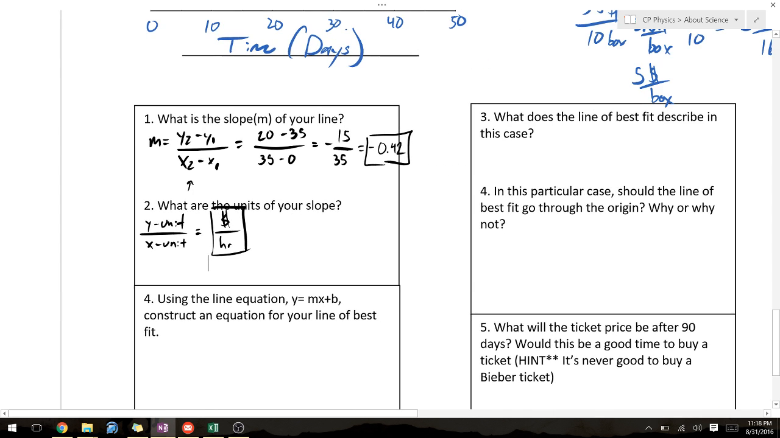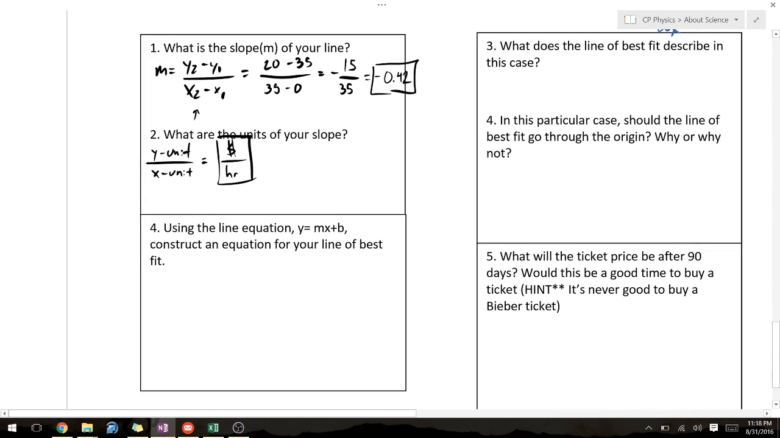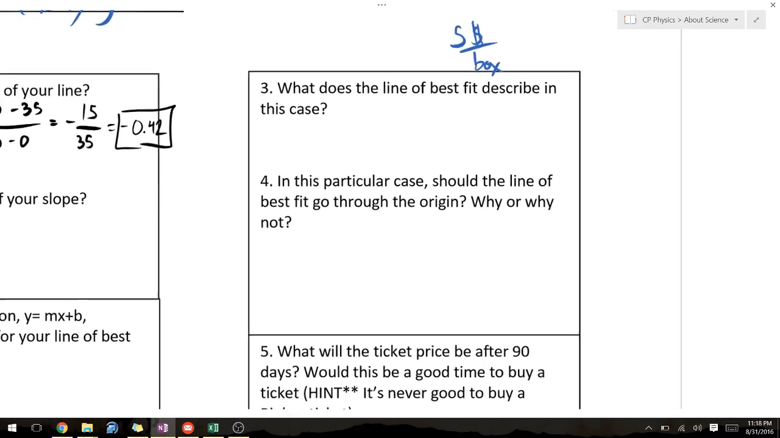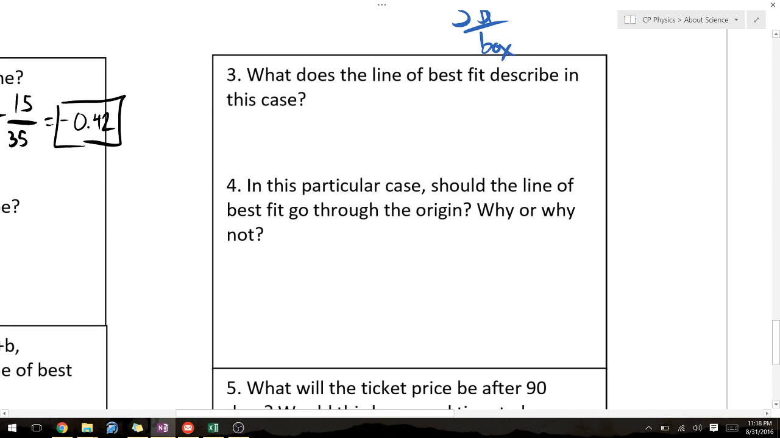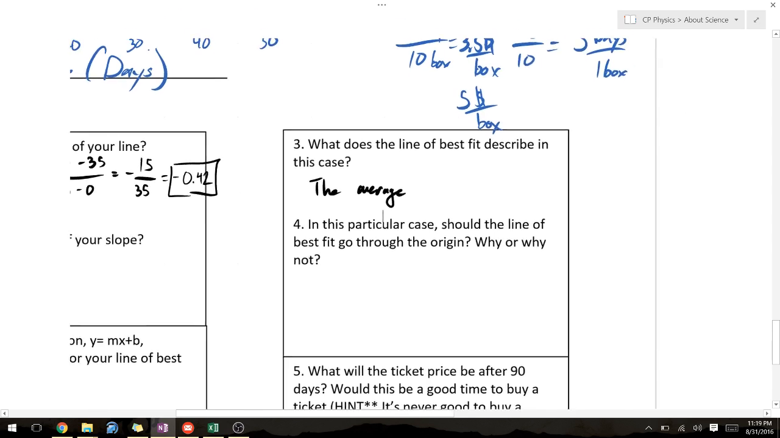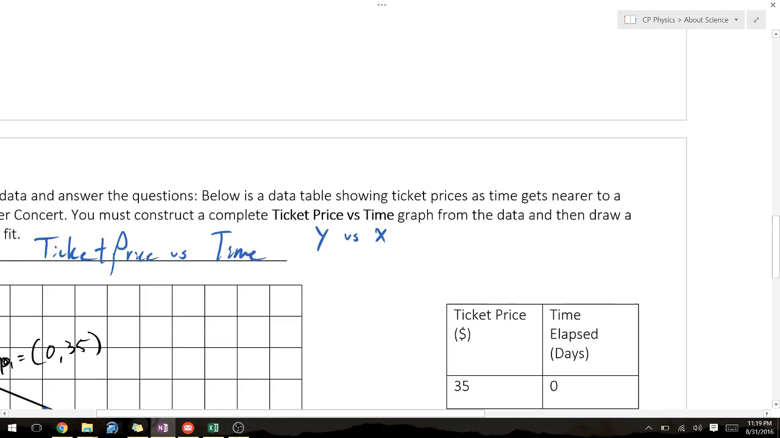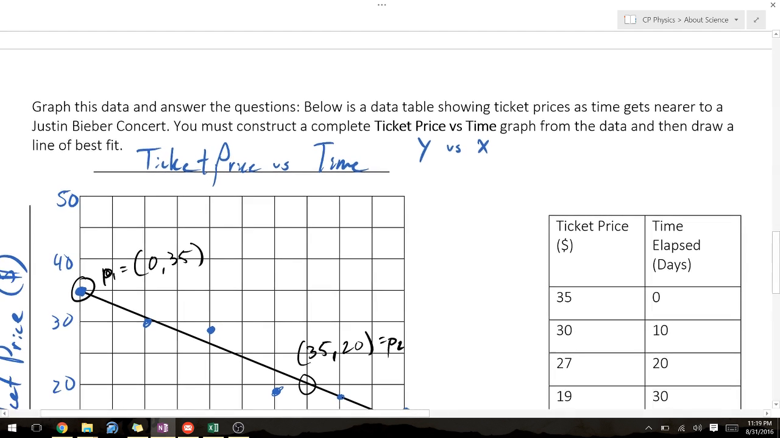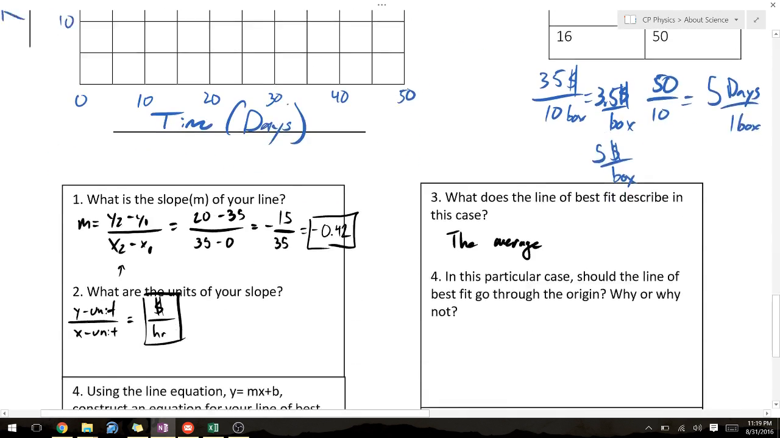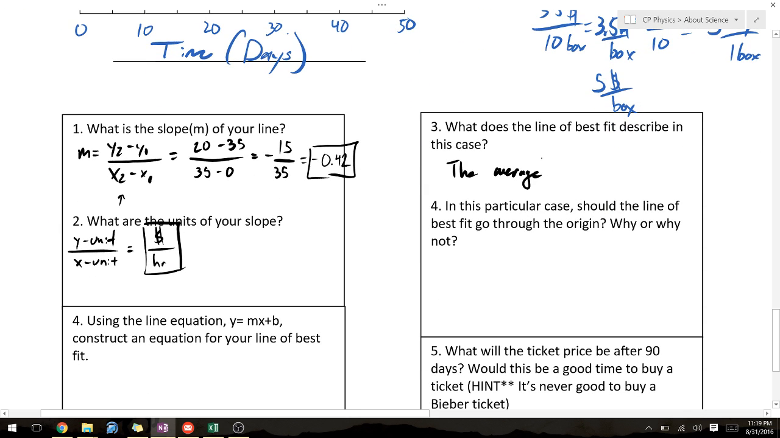Cool. So now, instead of going down, let's go across. I realize that this worksheet is numbered kind of incorrectly, but it's okay. What does a line of best fit describe in this case? So any line of best fit describes an average something. So the average, and specifically for us, when we look at our situation, if we go back to here, ticket prices as time gets nearer to a Justin Bieber concert. We look at the trend and we see it's going down. So this is the average decrease in price over time.